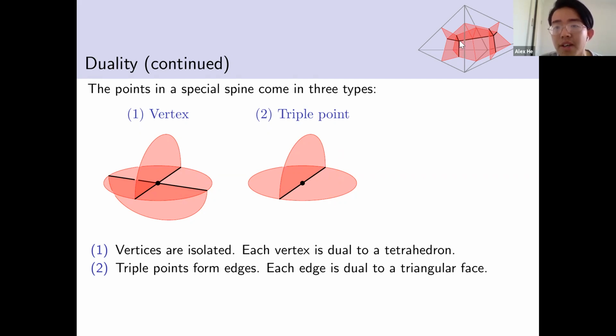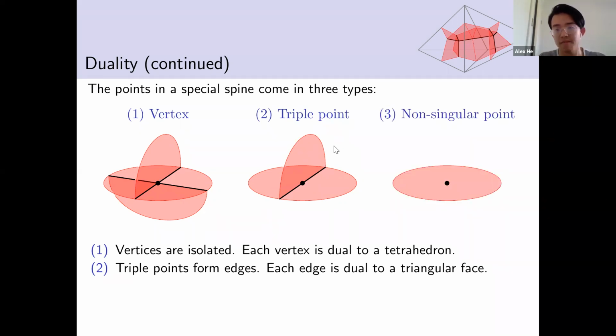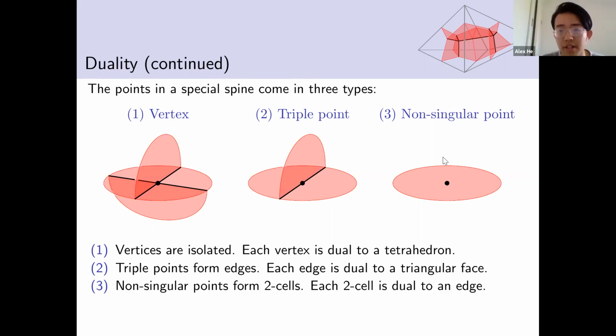For example, if you look in this picture at the top, which is maybe a bit small, you've got these 2 vertices that are connected by this edge, right? That exactly is dual to the fact that these 2 tetrahedra are glued along that triangular face. And then finally, you've got these points that just look like you're part of a surface, right? So it's just a non-singular point. And these are dual to the edges of your triangulation.